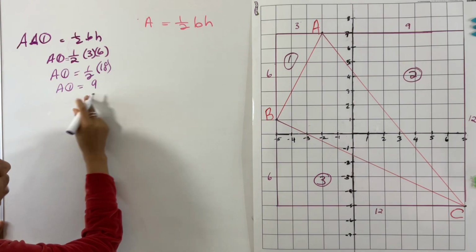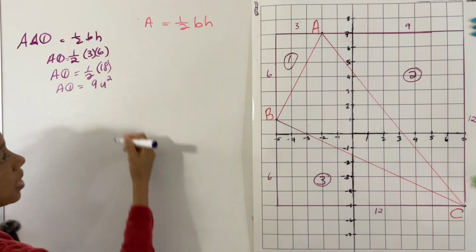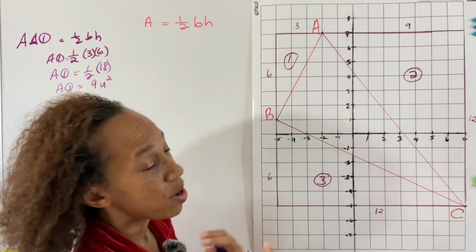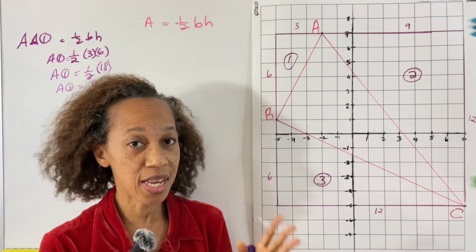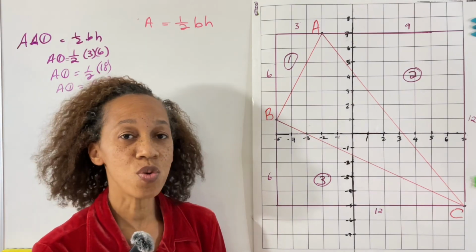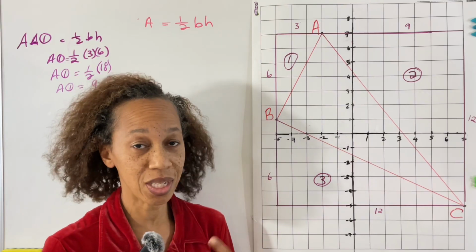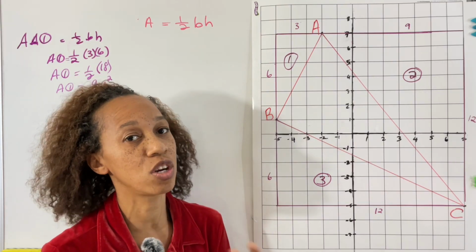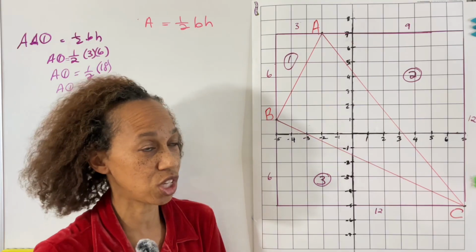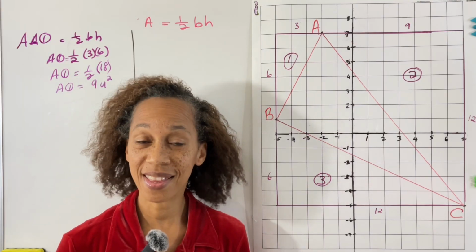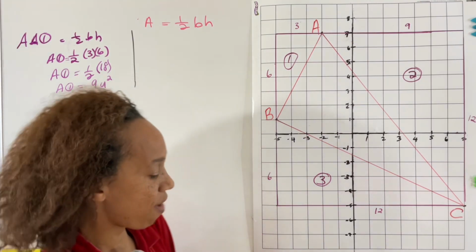So the area of triangle 1 is 9 square units, and because we know that when we are finding the area of any given figure, the units is always going to be square units. If it is given to you in centimeters or inches, then it is going to be square centimeters or square inches. We now need to calculate the area of triangle 2. So let's get right into it.